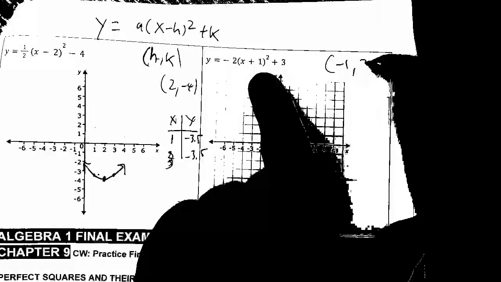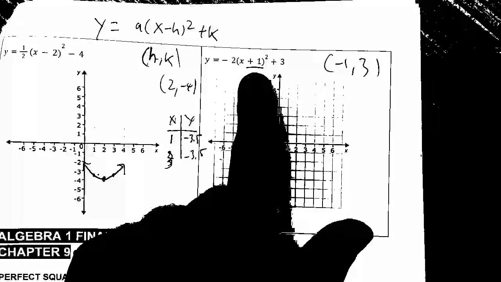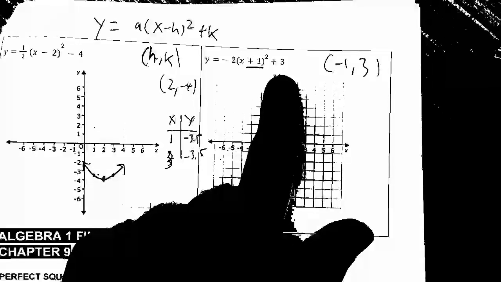-1 and 3. Do you see where we got that from? How is it negative? The 1 is here. The H is the opposite of whatever's in here, and the K is the number out here. So it's -1, 3. So let's go ahead and plot that.